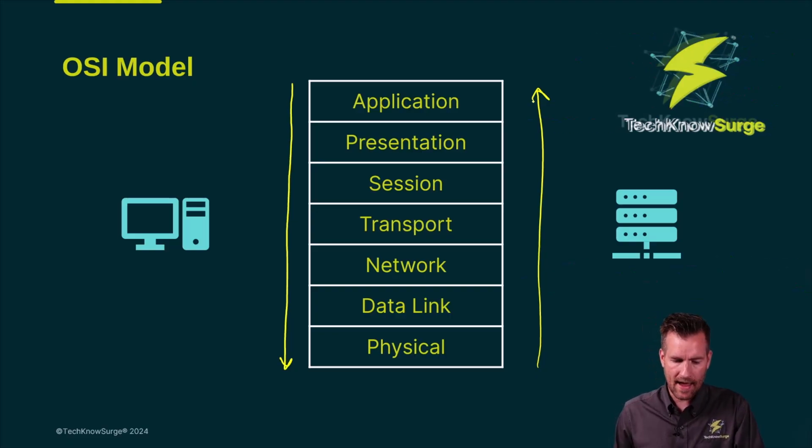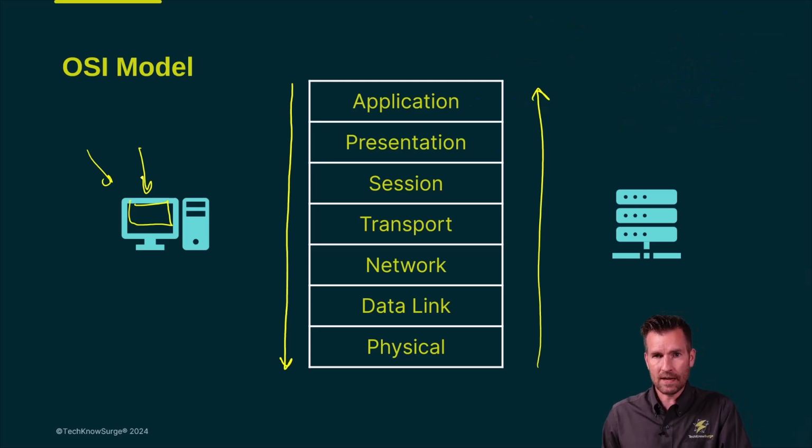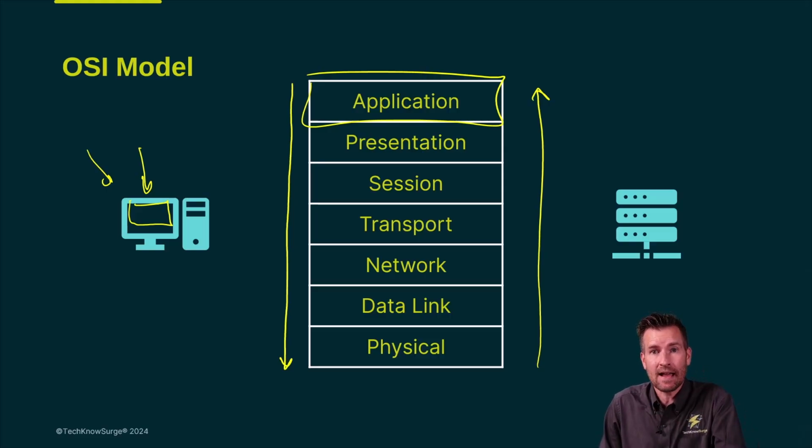And what do I mean by that? Here we have a computer. And let's say on the computer, we have a browser open. We open up Chrome. And what that is, the application layer right there. Chrome is what does the presentation of the website to us. And we make some sort of request through the Chrome browser.